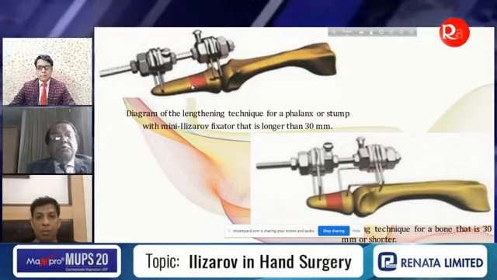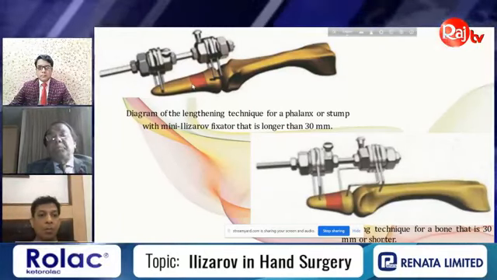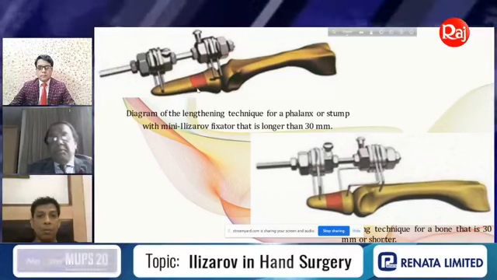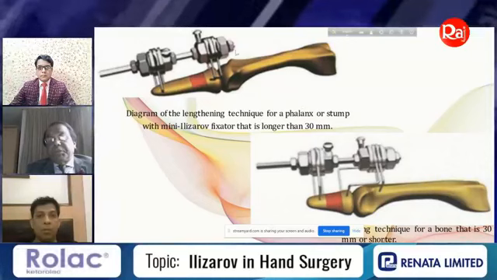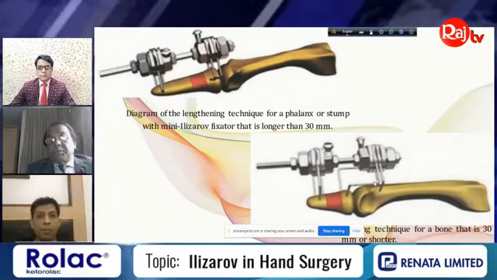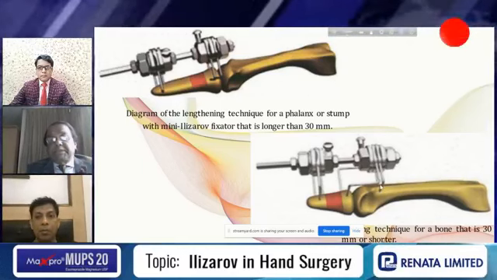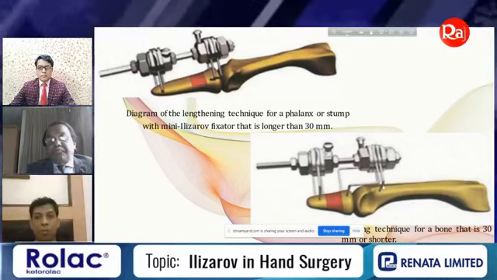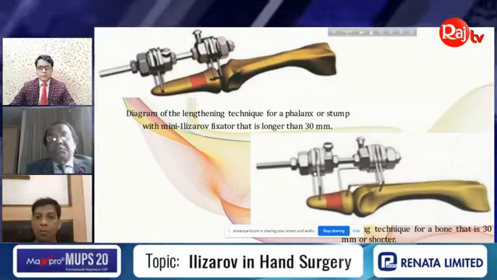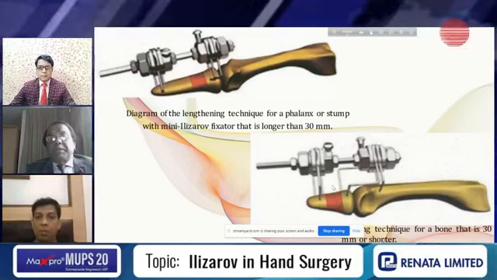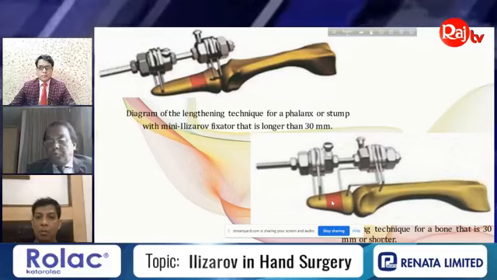Now you can see here, this is the diagram of how you can do the lengthening technique for a phalanx or a stump with the mini Ilizarov fixator, longer than 30 mm, that is 3 millimeter. Now you can see here, this is one way. Another way you can see here, the bending of the wires. This is the fixation. You just put, then bend, then you are getting the result. In this way, you will get a fixation force here, and another wire here, and distally this one. Do a corticotomy, and gradually you can go for lengthening. This is your regenerate bone.